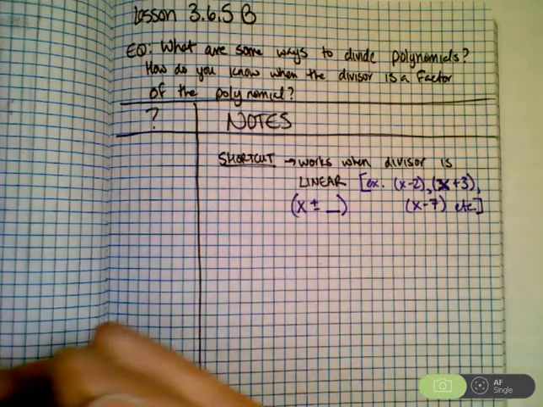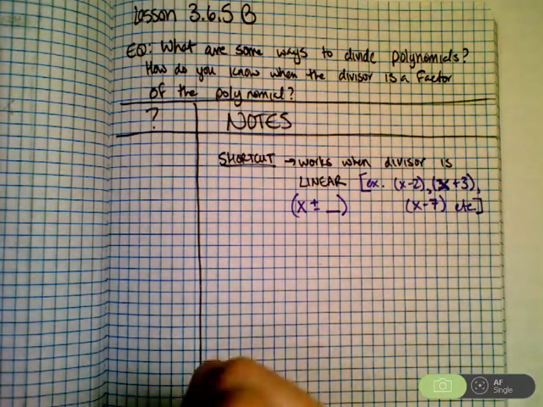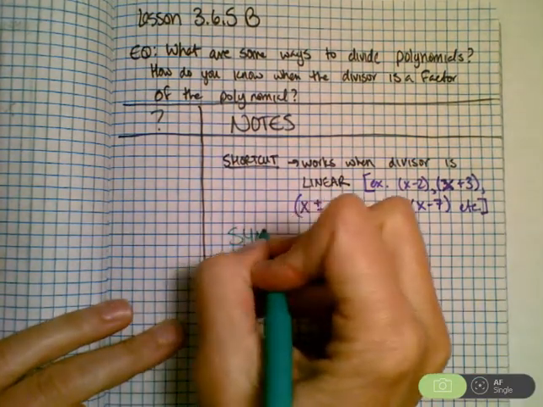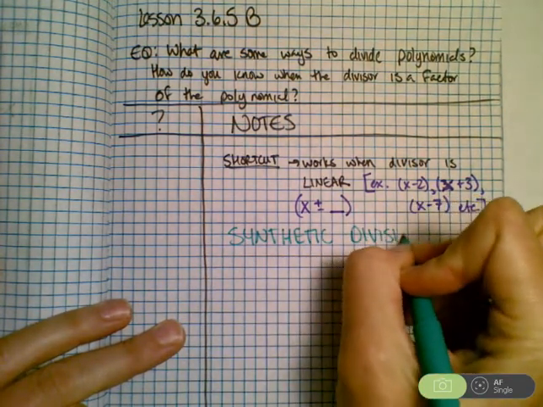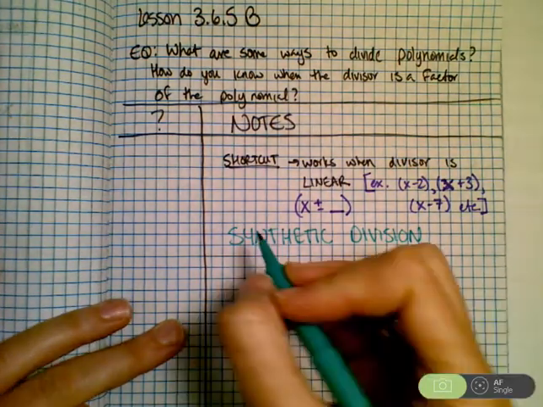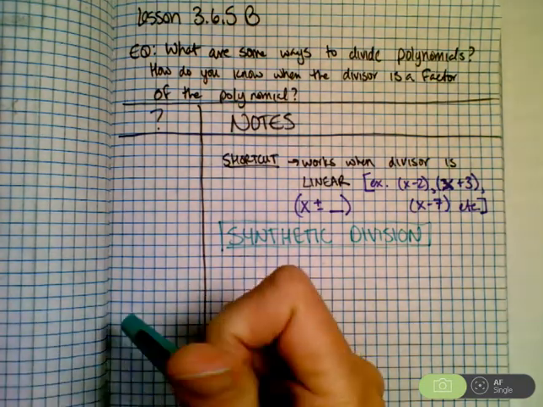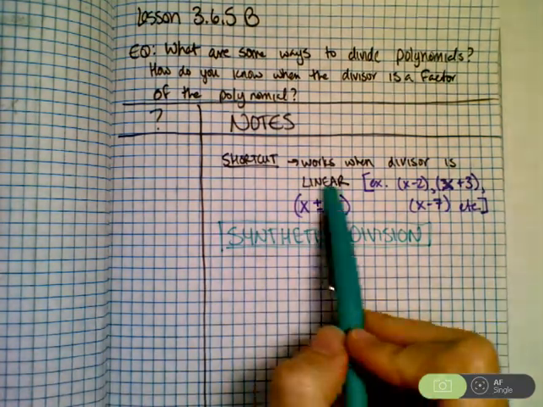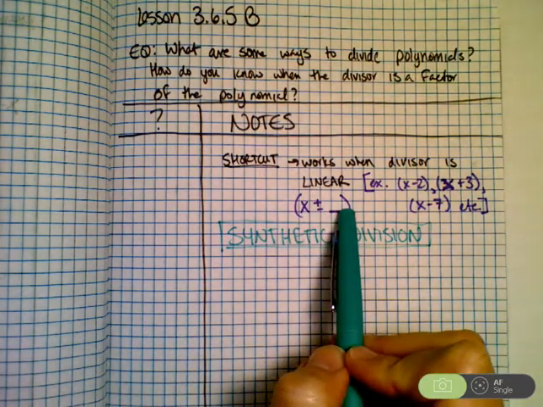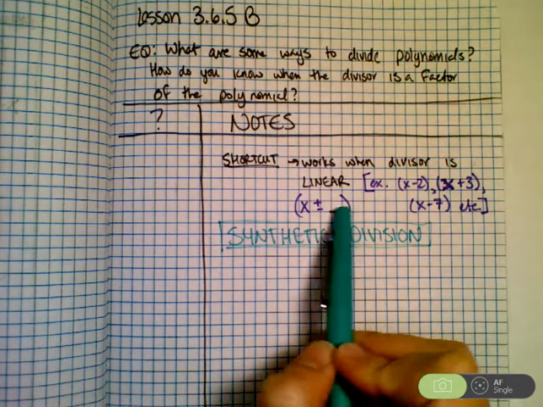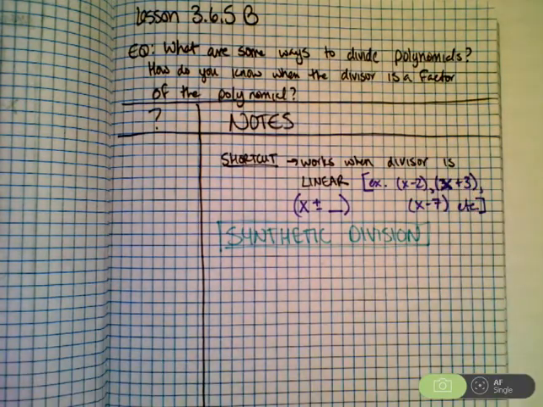And this shortcut is called synthetic division. I don't know where the name comes from, but that's what it's called. It's a quicker way to divide polynomials if you're dividing by a linear factor. And remember that when we divide, if we have no remainder, then we know that whatever we have is a factor. So we're always looking to see if we have a remainder when we're done or not.